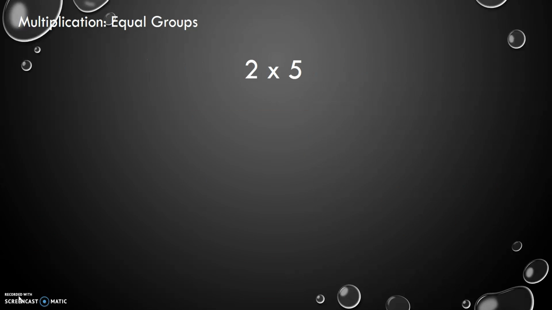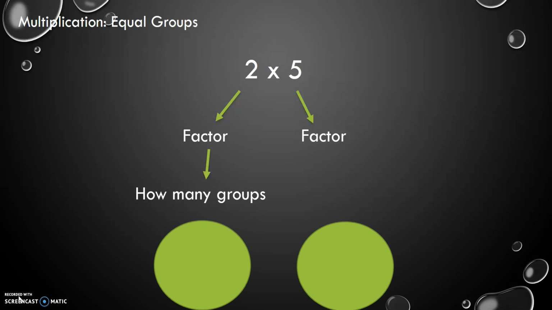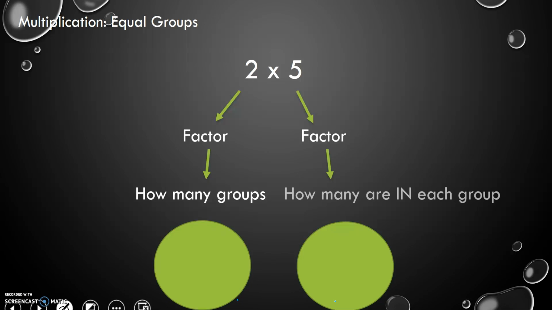2 times 5. So the numbers that we multiply together are called factors. We have 2 factors in this multiplication problem, 2 and 5. The first factor tells us how many groups we have, and in this case, we have 2 groups, 1, 2. The second factor tells us how many are in each group. So in this case, we have 5. So we have 5 in our first group and 5 in our second group.